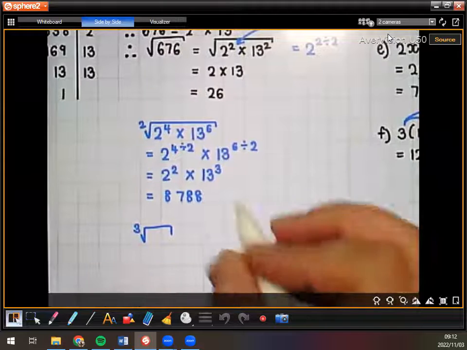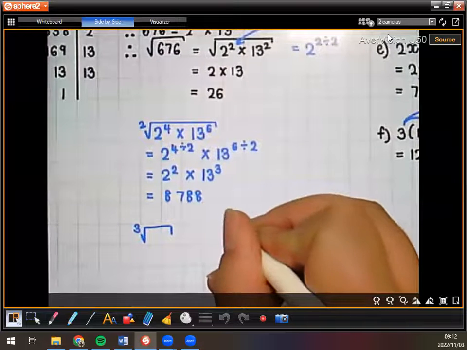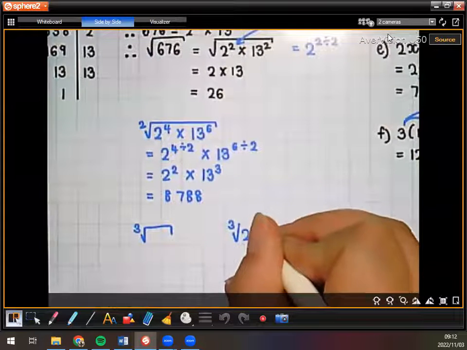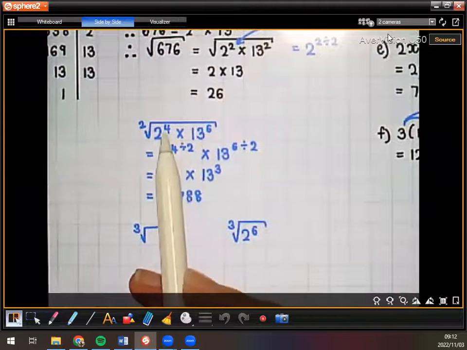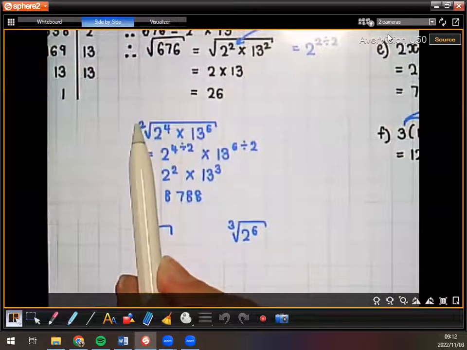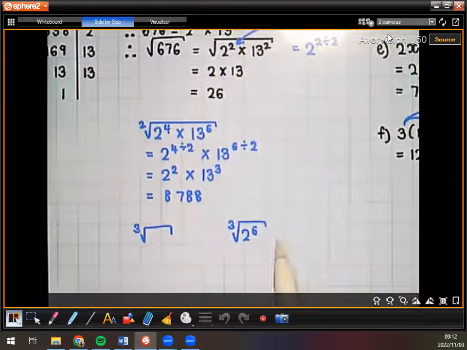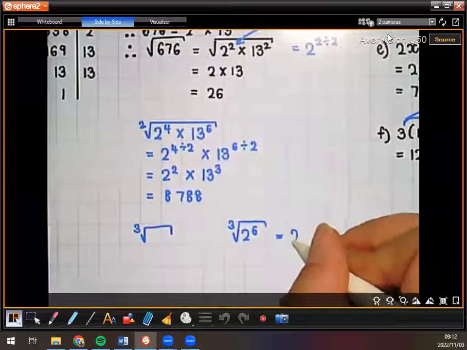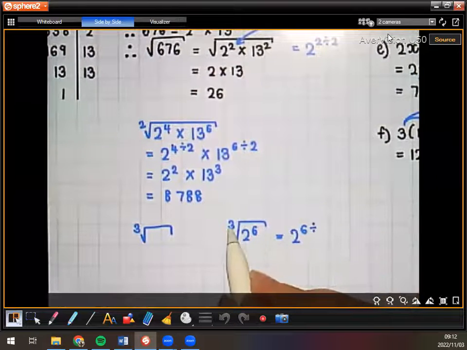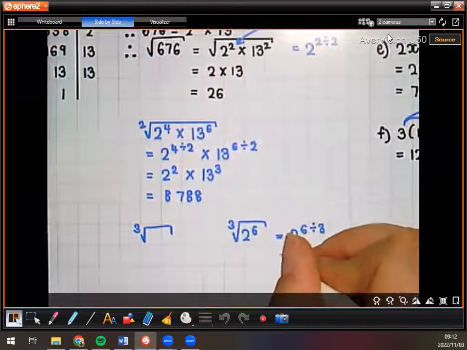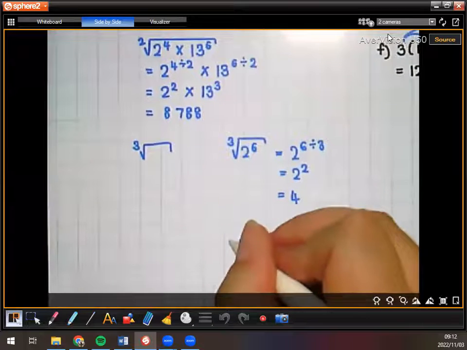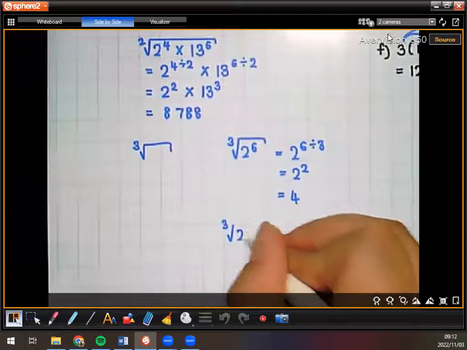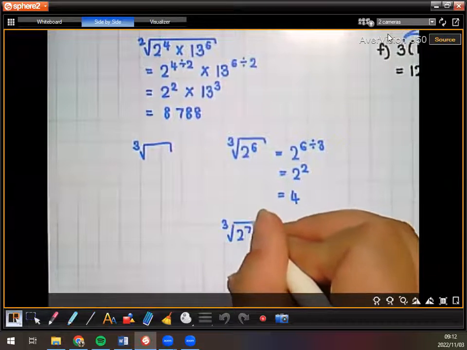Okay, if you have, for example, the cube root of 2 to the 6, what are you going to do with that? What did we do up here? We said exponent divided by 2, because they were asking for square root. If we have to do cube root, we're going to say exponent divided by 3. So this would be 2 squared, which is 4. But now what if I get this, guys? The cube root of 2 to the 7.